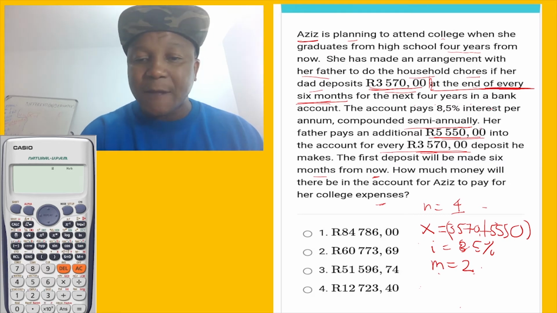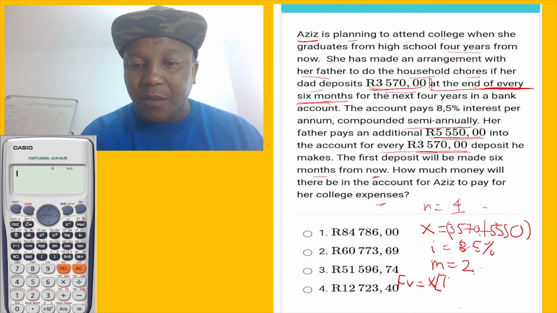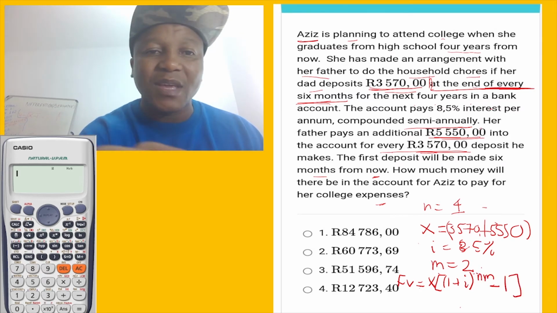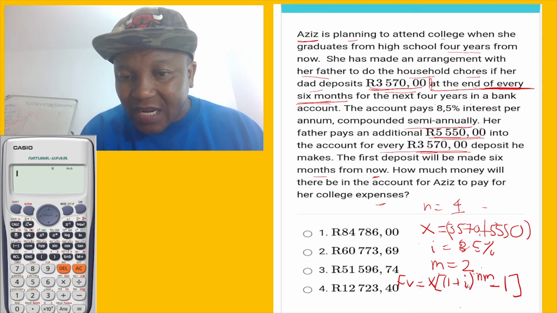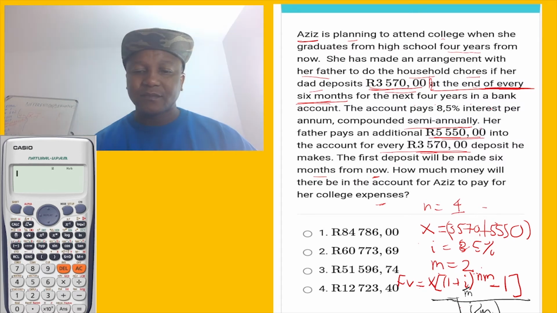The formula of future value says future value equals x, and then bracket 1 plus interest rate bracket, and then you must say n times m minus 1 bracket, but I forgot something here. Here in the interest rate, you must divide by m, so interest rate divided by m. That's the formula. Okay, so we're going to plug it in.